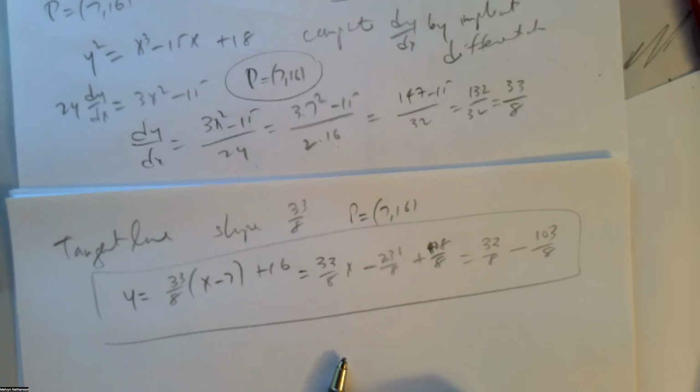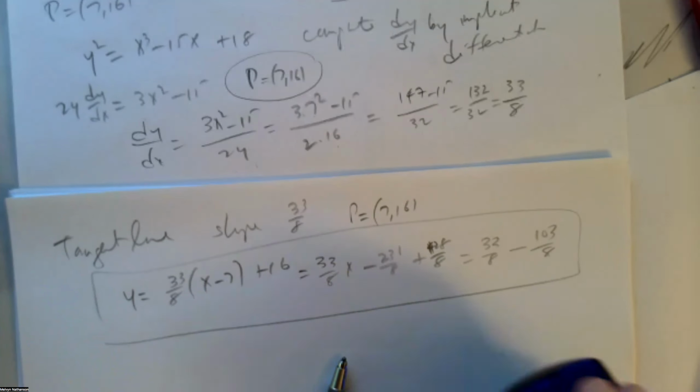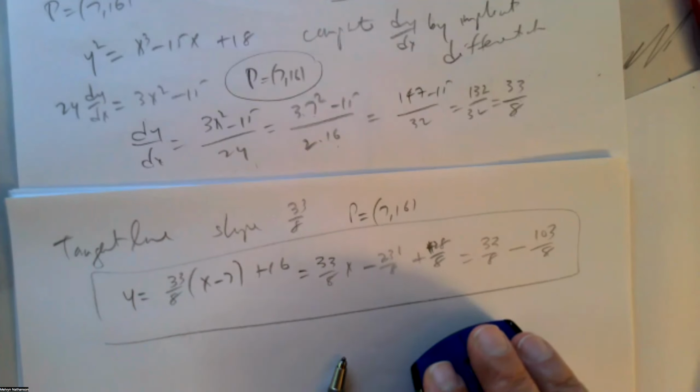Let me go back and look at my Maple. Let me draw the tangent line here. So I want to plot the curve, and now the line I'm plotting is y equals 33 over 8 x minus 103 over 8. Let's take a look at that. That's completely off. This is supposed to be passing through the point 7, 16, and it doesn't. So what is wrong here? Oops.